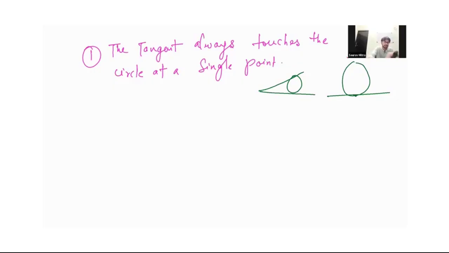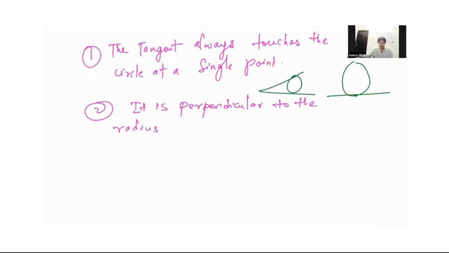Now the next property: it is perpendicular to the radius of the circle at the point of tangency. That means the tangent is perpendicular to the radius of the circle. Where? At the point of contact, or tangency.